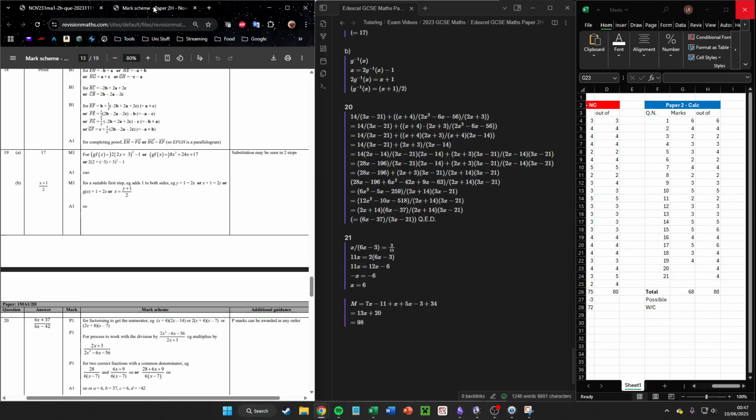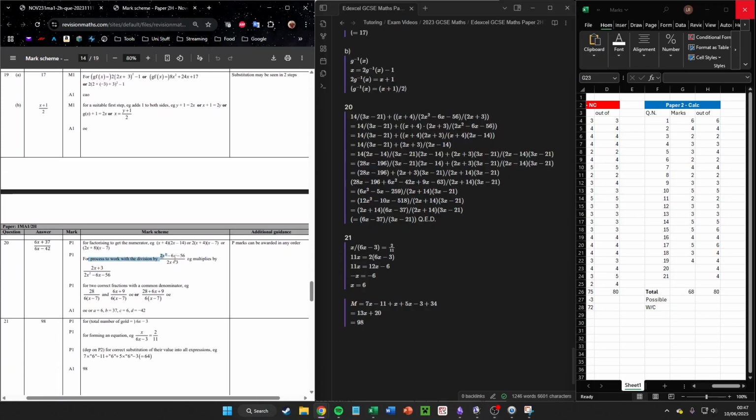For a process to work with the division, what I did was I took the reciprocal and multiplied. So I would say that is a process to work with that division. I will say that there is an arguable, oh, you didn't do that, so minus 1 there.